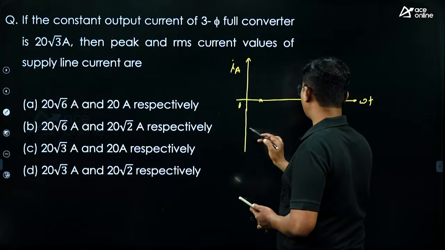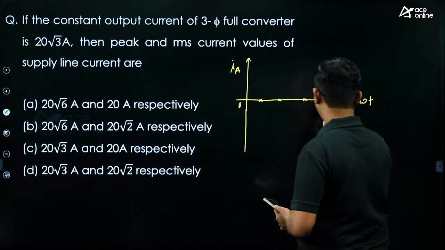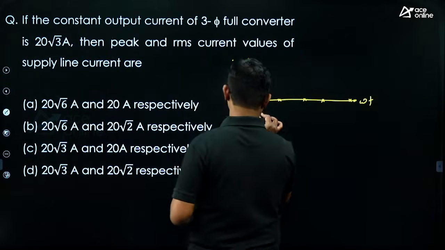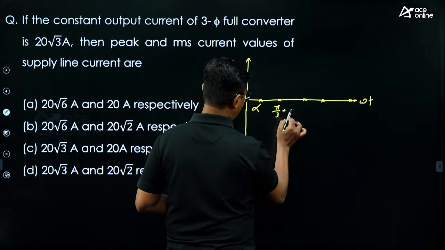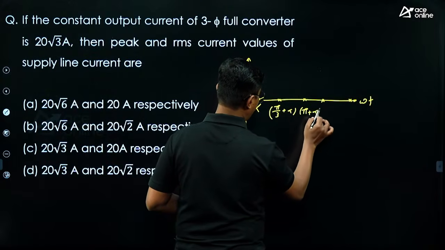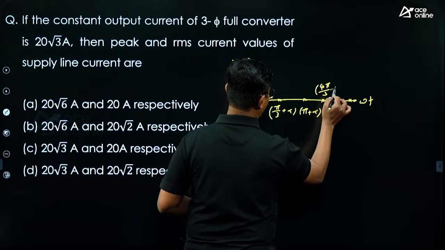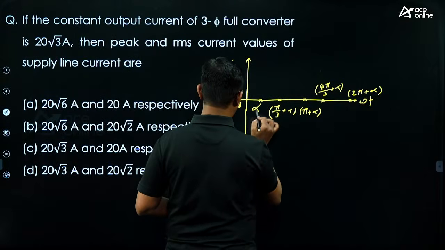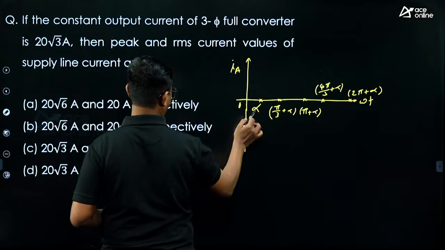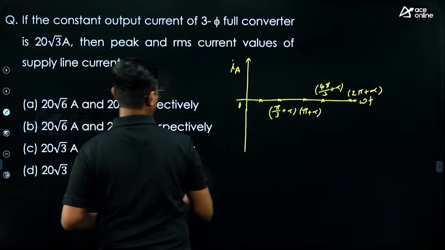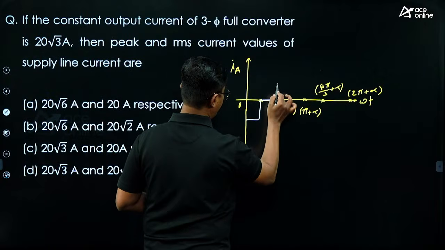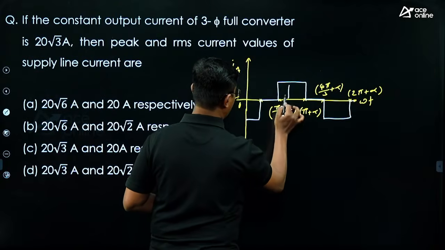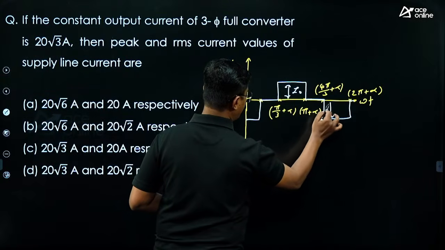Supply is star connected, so line current, or you can say phase current, doesn't matter. The waveform has segments from 0 to alpha, pi by 3 plus alpha to pi plus alpha, and 4 pi by 3 plus alpha till 2 pi plus alpha. My waveform is like this, 0 to alpha it is negative. This is like I0 and this is minus I0, right?